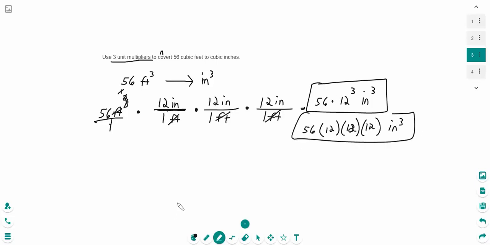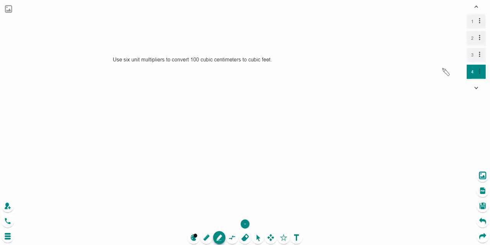All right. So really the only difference here is we've got one more unit multiplier that we need to use because the units are cubic, no longer at most squared. All right. So let's just try one more of these. Make sure that we've got this down pat. Use six unit multipliers to convert 100 cubic centimeters to cubic feet. So go ahead and pause the video and try this one on your own.